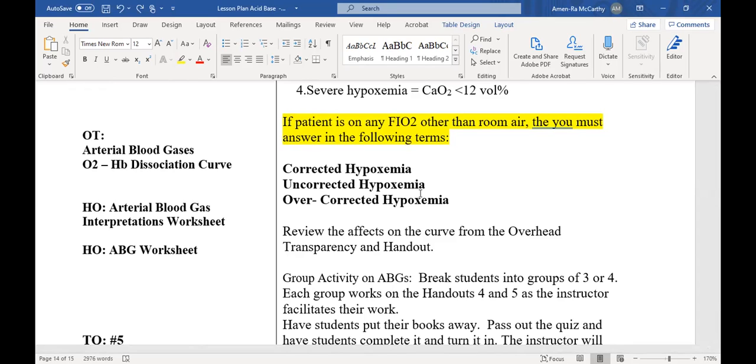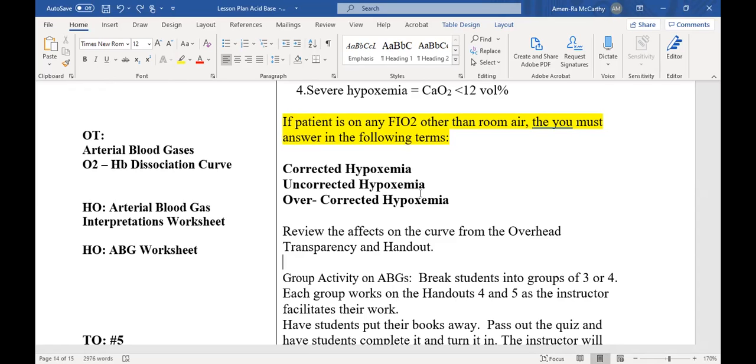But then we say, okay, let's try to fix this, right? And so we put him on 40% oxygen, and we get another ABG, and his PaO2 is still 70. You would say uncorrected hypoxemia because we have given him some oxygen and it didn't fix the problem.